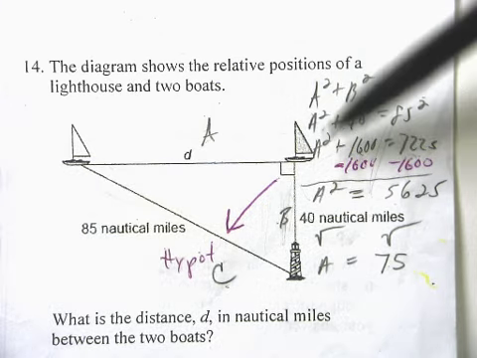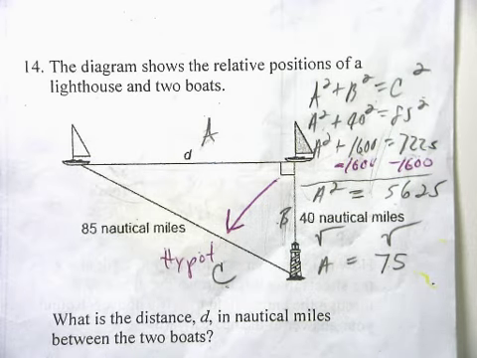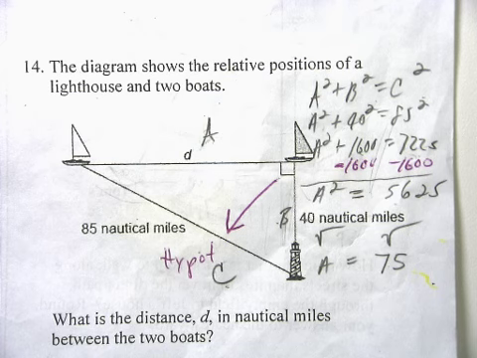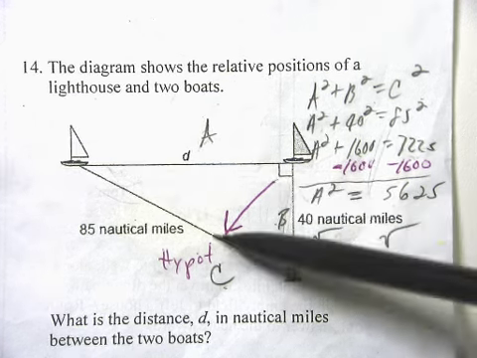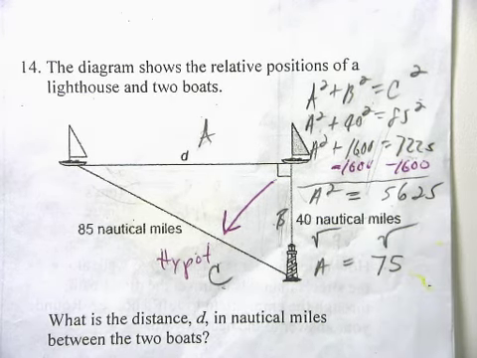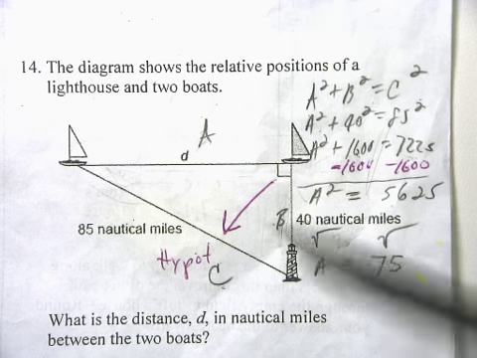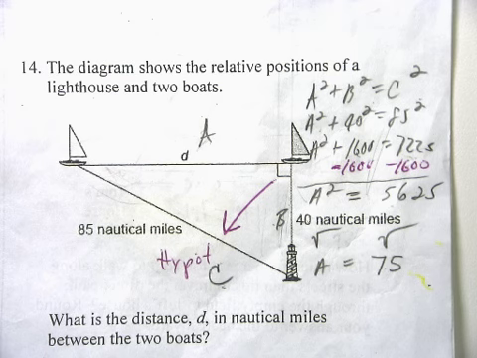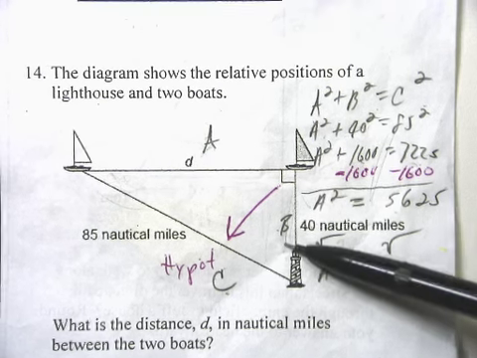Question number 14. They're giving me a diagram of two boats and a lighthouse. Guys, this was a very simple, straightforward Pythagorean theorem question. These are my two legs. Here's my hypotenuse, so I can say that a squared plus b squared is equal to c squared. It's not a special right triangle. They don't give you any angles inside to indicate that. And it's not a trig question because you don't have any angles at all in there. It's just a simple, straightforward Pythagorean theorem, which by now is old hat to you.